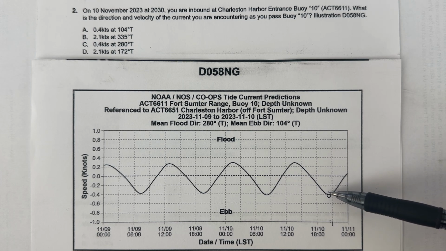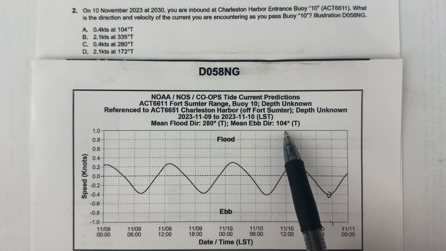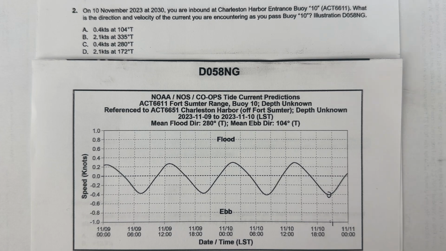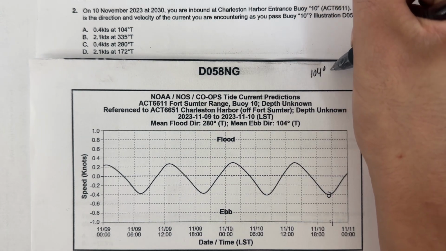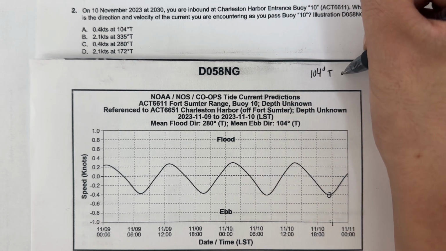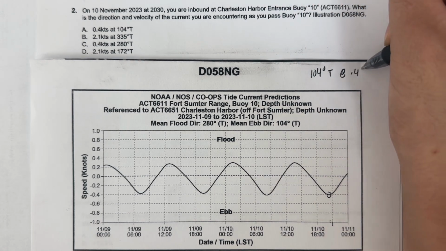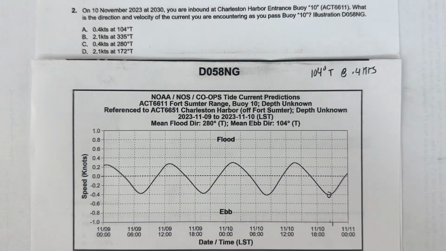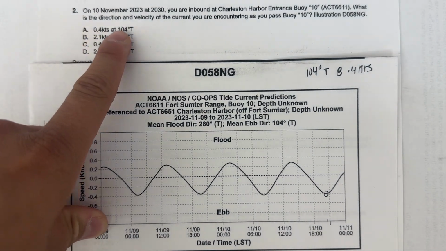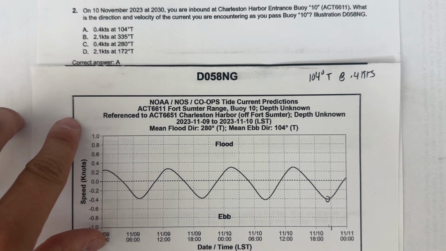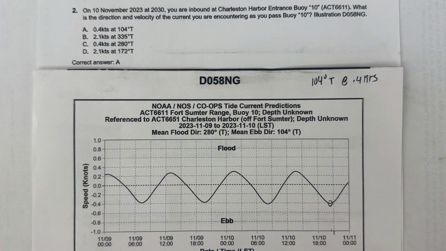And what is the average direction during an ebb? 104 degrees true. So right now we're looking at 104 degrees true at 0.4 knots. Look to see if that is an answer choice. 0.4 knots at 104 degrees true. Answer A, that's right. So this one's pretty simple.